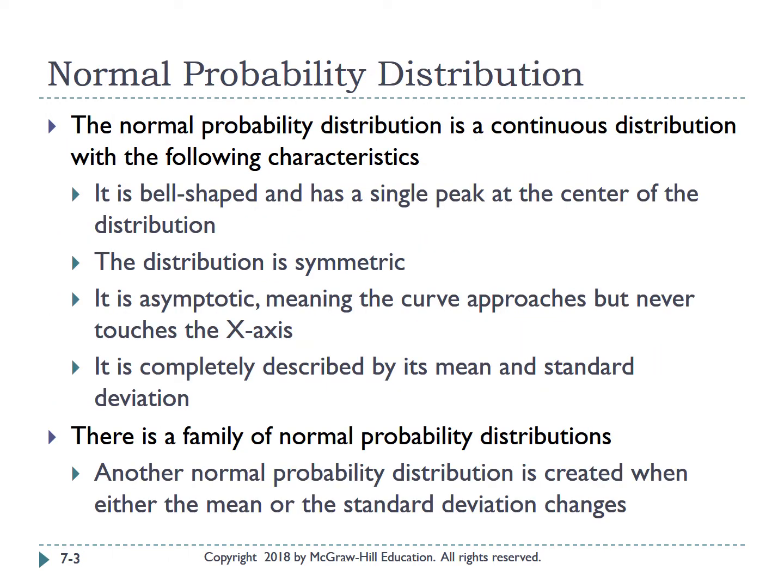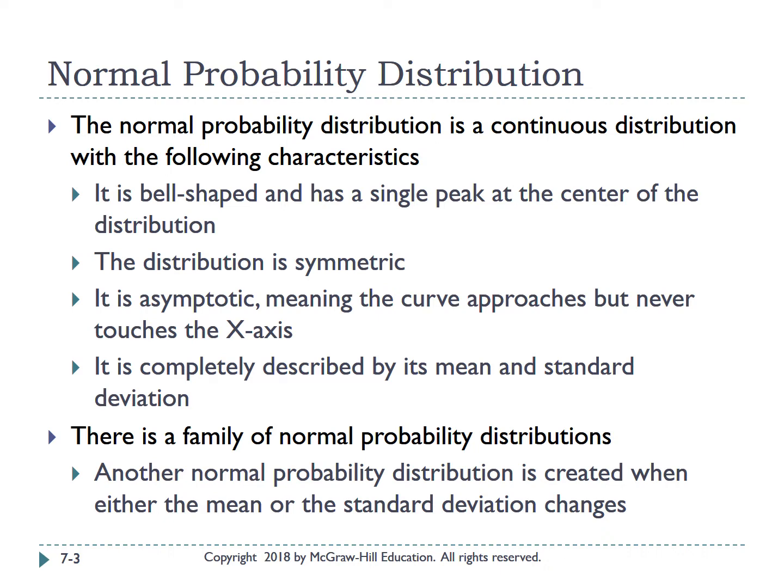Normal probability distribution. The normal probability distribution is a continuous distribution with the following characteristics. It is bell-shaped and has a single peak at the center of the distribution. The distribution is symmetric. It is asymptotic, meaning the curve approaches but never touches the x-axis. It is completely described by its mean, which is mu, and standard deviation, which is sigma.